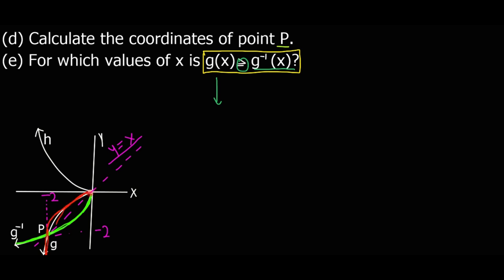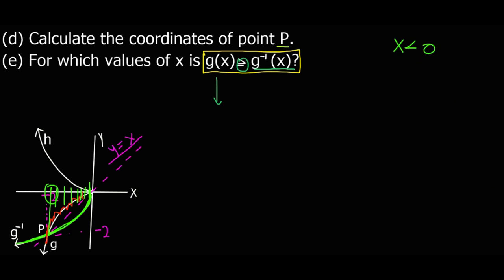You will notice that at this part the graph of g is above the inverse. So from here the graph of g is above the inverse. And then we want the values of x, so we want all of these values. And remember it is greater or equal. So this negative 2 we include, but this 0 we do not include because of the restriction that x is less than 0.